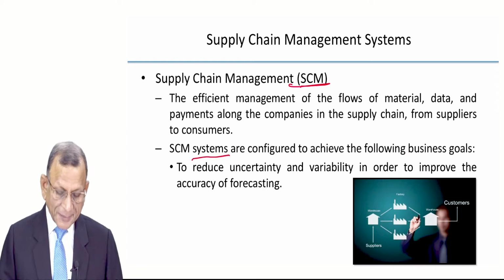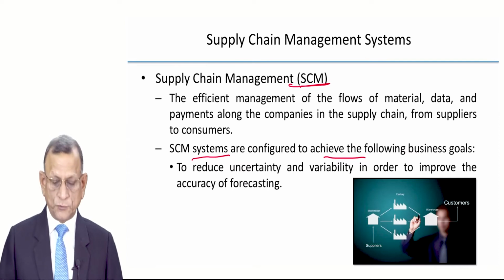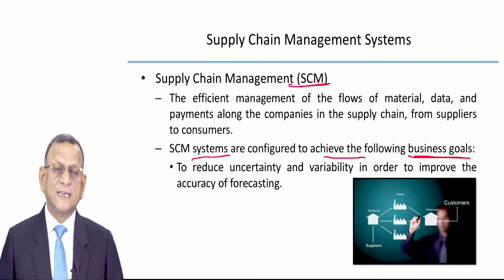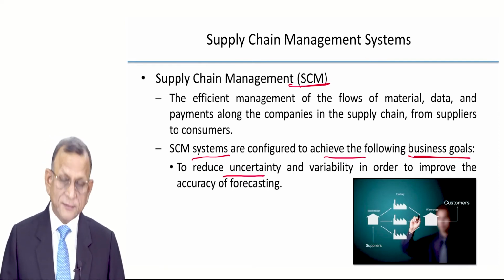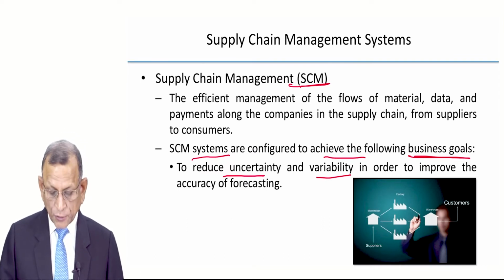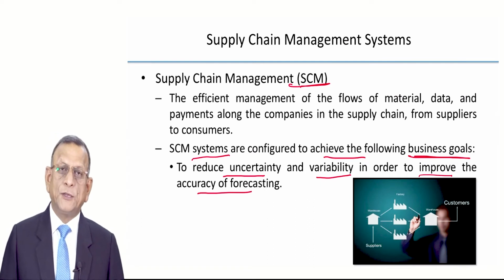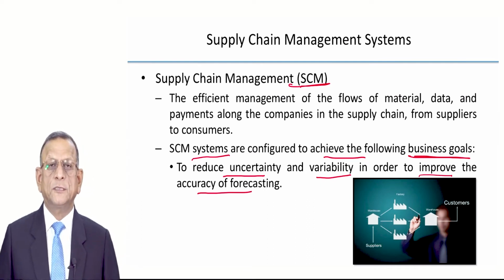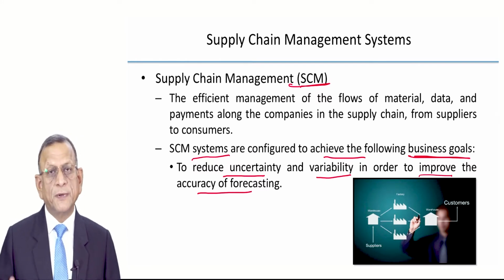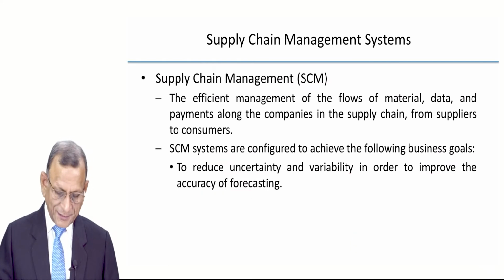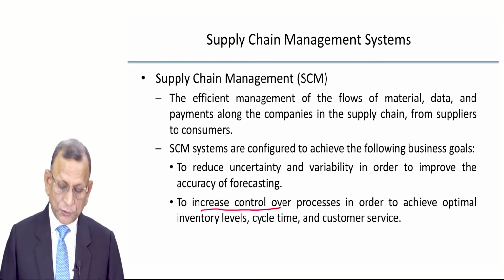These supply chain management systems are configured to achieve a few business goals. So, what are the business goals of supply chain management? One, to reduce uncertainty and variability in order to improve the accuracy of forecasting. You will be getting your packet delivered within 36 hours, within 24 hours, or between this duration. It's reducing the uncertainty.